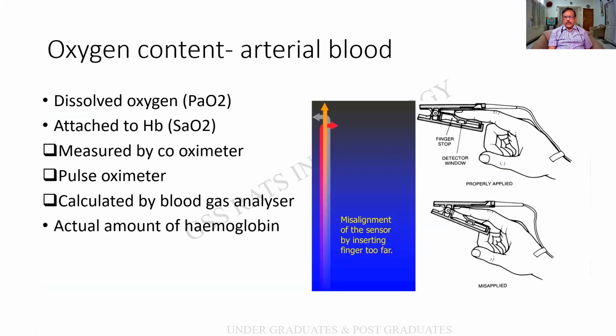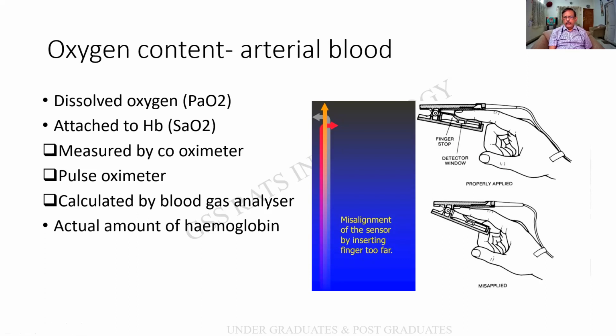Measurement of the oxygen content in the arterial blood. You people would have heard of the blood gas analyzer, etc. It measures the arterial blood. The dissolved oxygen, partial pressure of oxygen can be seen, or it can be the saturation of the oxygen in blood. It can be measured by various instruments such as co-oximeter, pulse oximeter, and it also can be calculated by means of a blood gas analyzer.